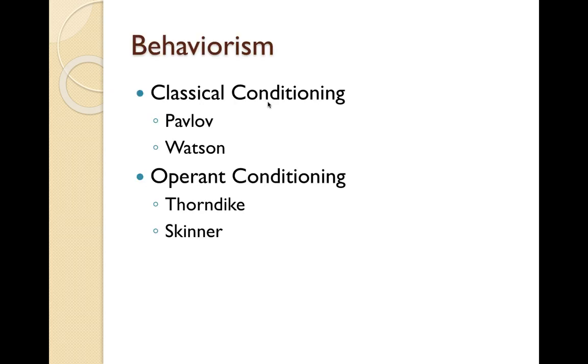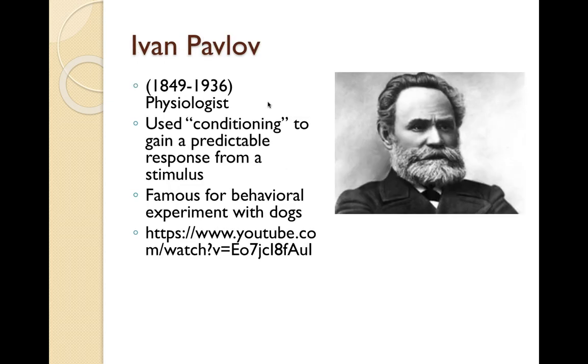So this week's lecture is going to be on behaviorism. Behaviorism can be divided into two categories. There's classical conditioning, which Pavlov and Watson were the theorists who did research in this area. They're known for classical conditioning. For operant conditioning, the theorists that you want to think about are Thorndike and Skinner.